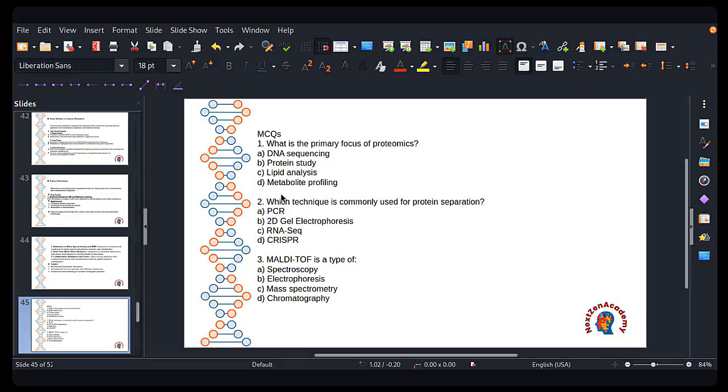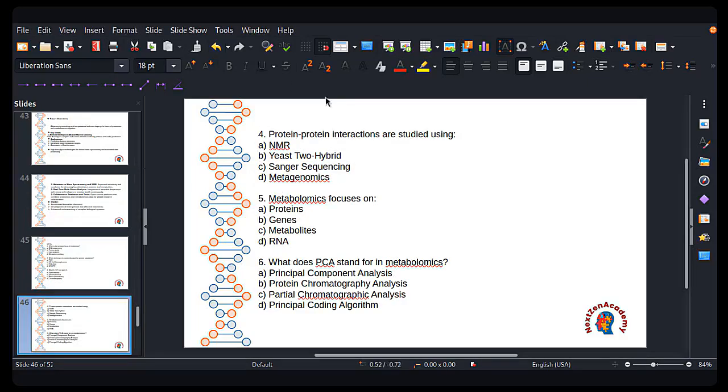Question number 4. Protein-protein interaction is studied using which technique? Protein-protein interaction can be studied using which technique? Yeah, we did this topic in detail. Yeast two-hybrid technique, right?